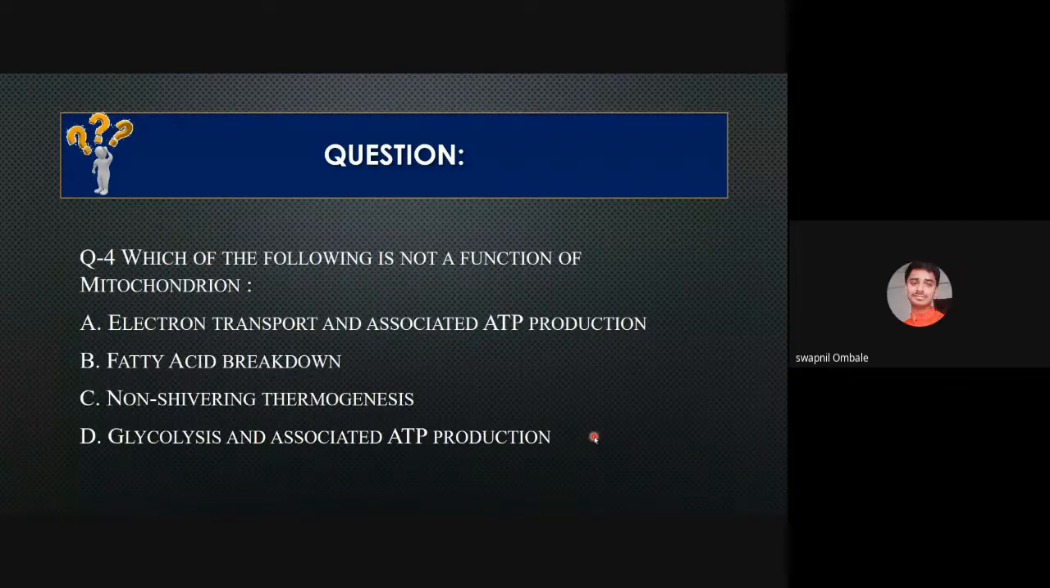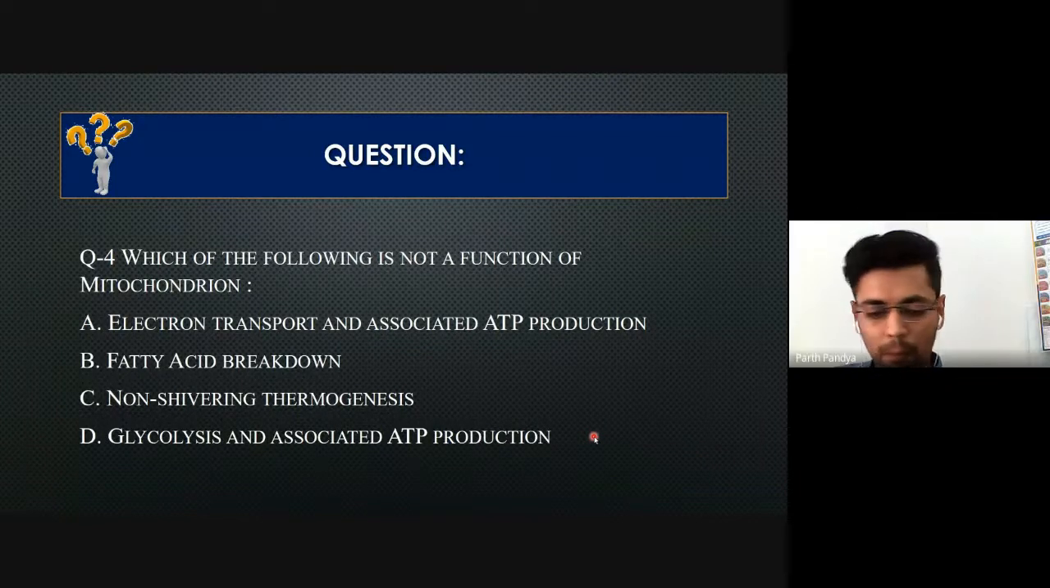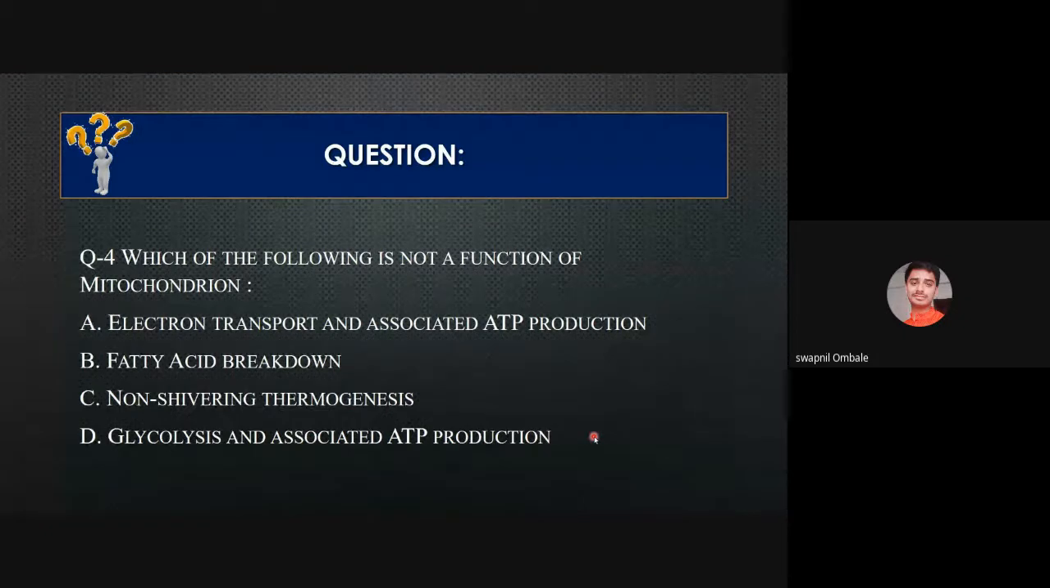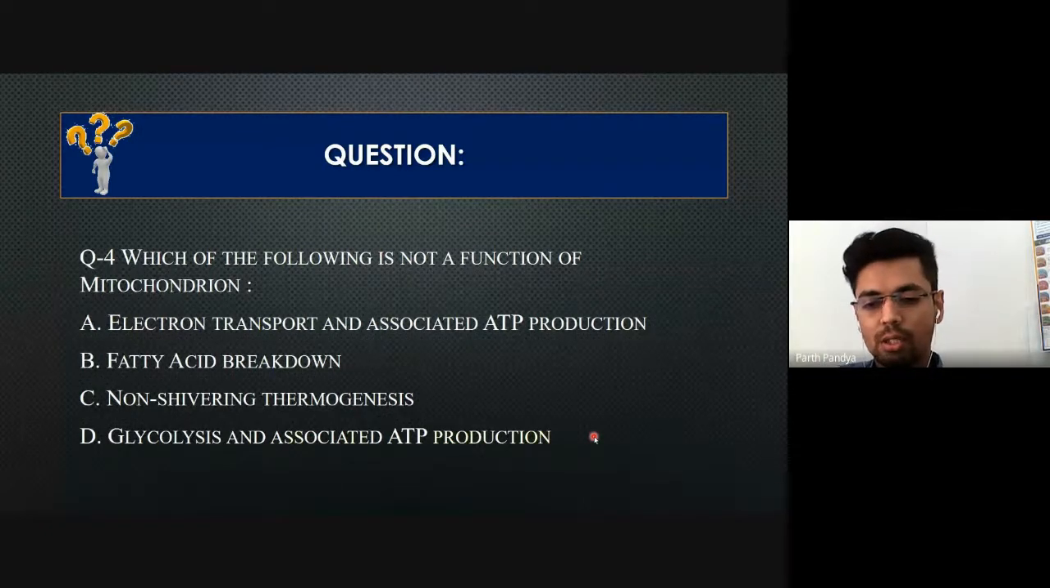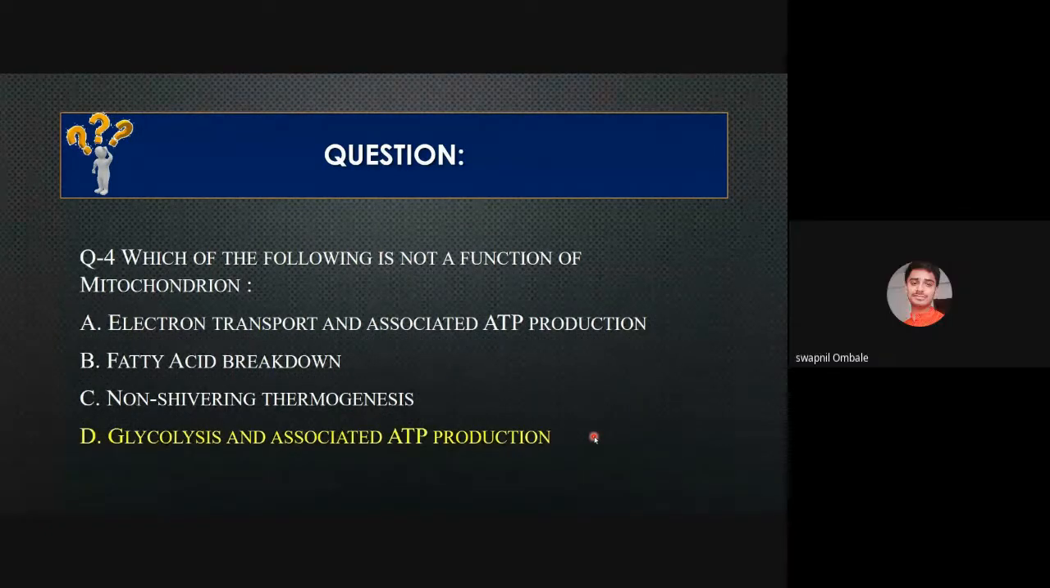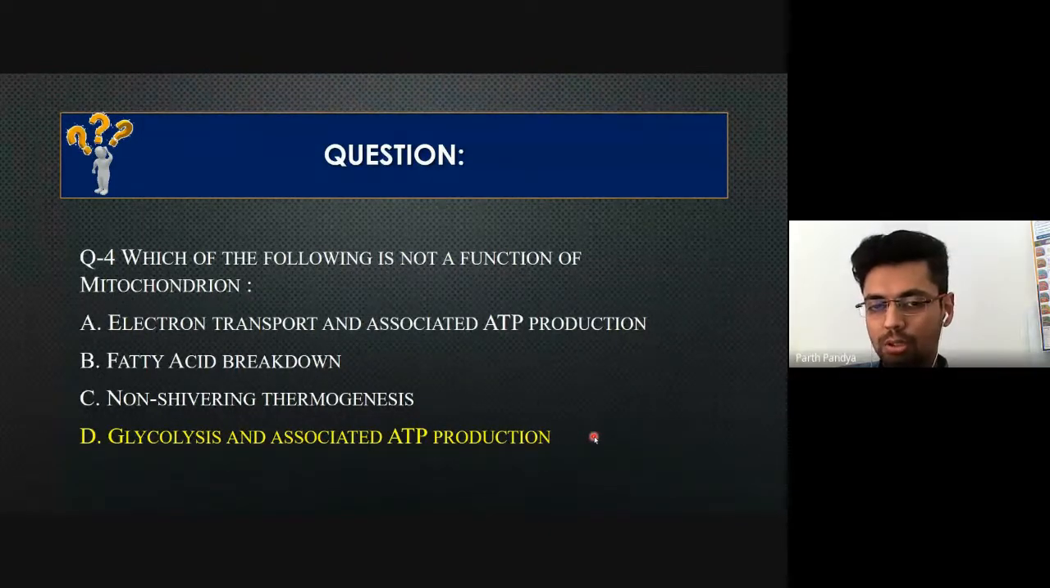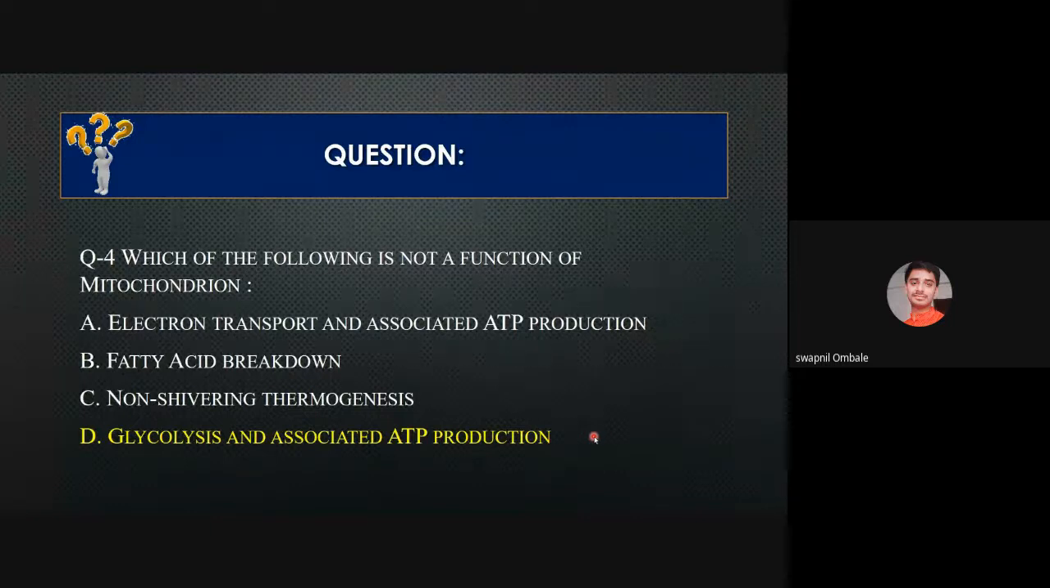Sir, could it be D? Yeah, what's your name? Swapnil, sir. Swapnil, exactly, you are right. Go ahead, Swapnil. Because glycolysis occurs inside the cytoplasm. Yeah, so that's why it's wrong. Exactly, you are right.